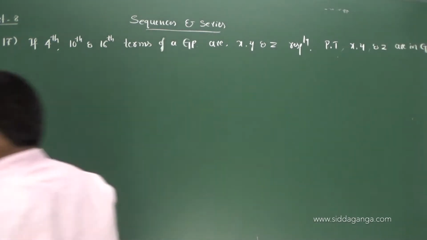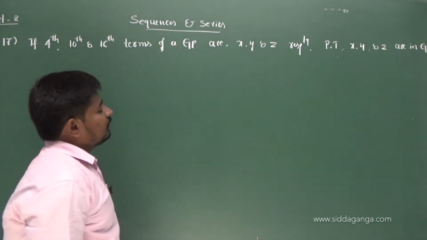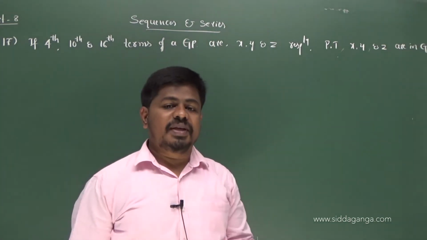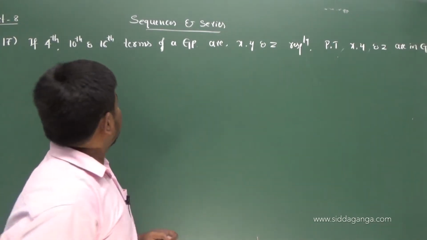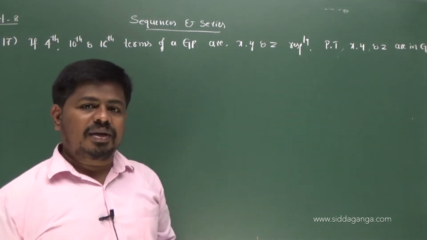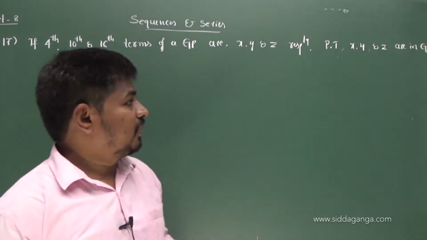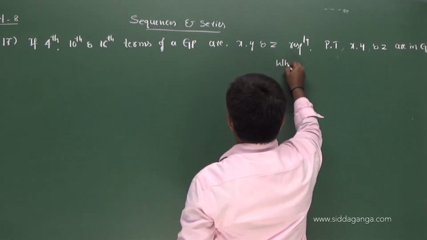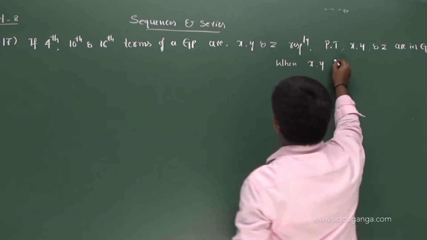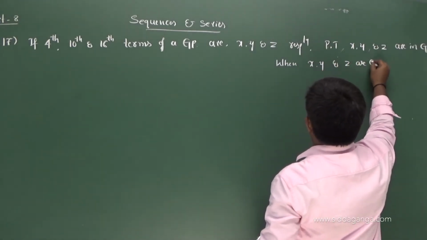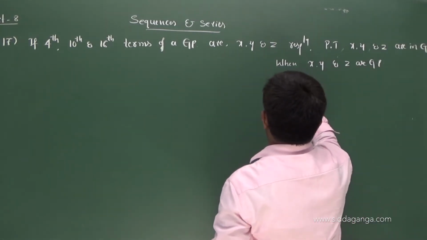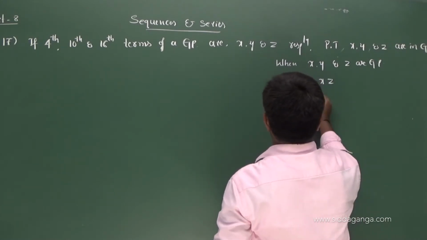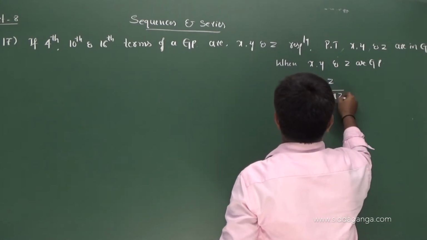Yes, a simple one. Here we have a GP in which the fourth term is x, the 10th term is y, and the 16th term is z. So we have to prove x, y, z are in GP. Whenever x, y and z are in GP, the relation between these three numbers is y square is equal to x into z, or y is equal to root of x into z. That's it. So now we have to prove this.